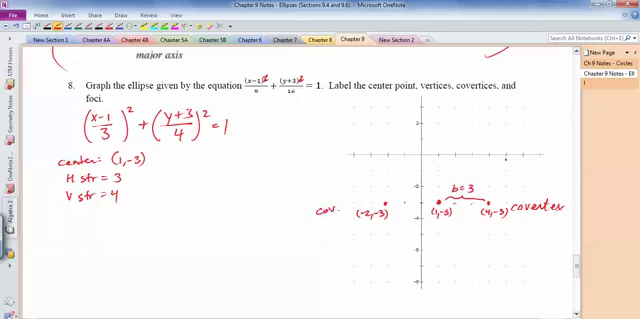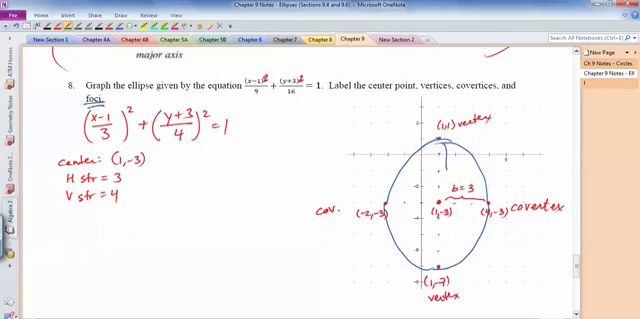I'll just do COV. So then if I go up 4 for the vertical stretch and down 4, 1, 2, 3, 4, I'm going to end up at (1, negative 7) for a vertex, and at (1, 1) for my other vertex. So here's the ellipse, something like this. There's my ellipse. And the one other thing I needed, the foci. I got to figure that out.